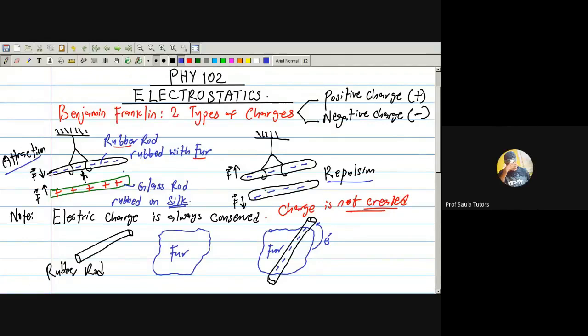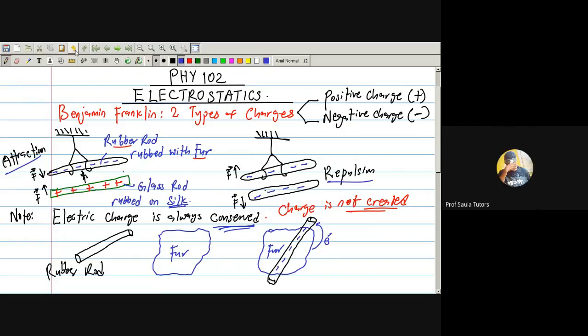And take note that the total charge is conserved. No charge is created. There is no creation of charge. The total charge does not change. That's the meaning of this: the total charge is what is conserved. Are we together? Exactly. So that is the first one.